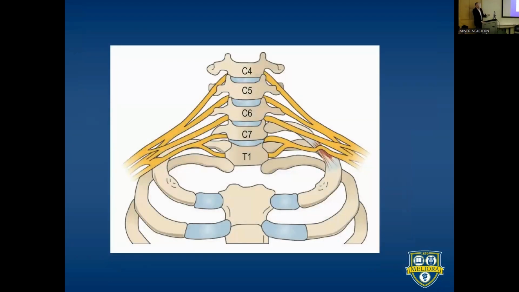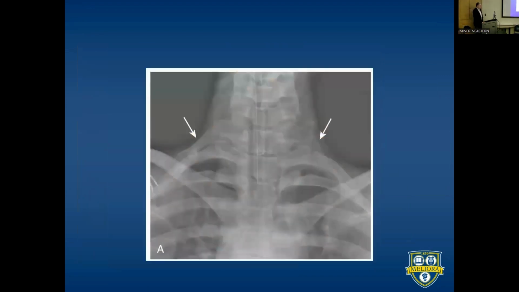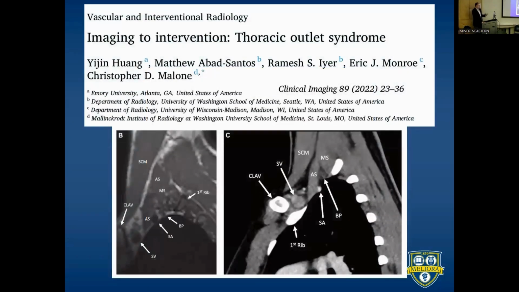The give-me neurogenic TOS is a cervical rib. If they have a cervical rib, you're like, yes, I've made your diagnosis. That's the give-me TOS for neurogenic. The fibrous band stuff is more subtle and that can be hard.